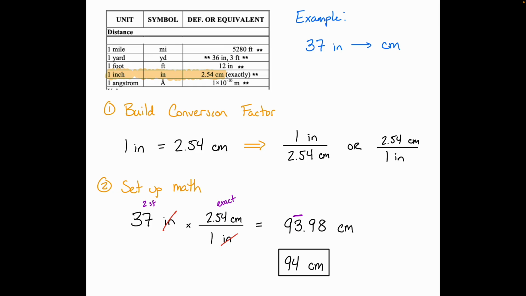All right, so I want you to do another one here. Let's say that we had 650 grams, and I want you to convert that into pounds.